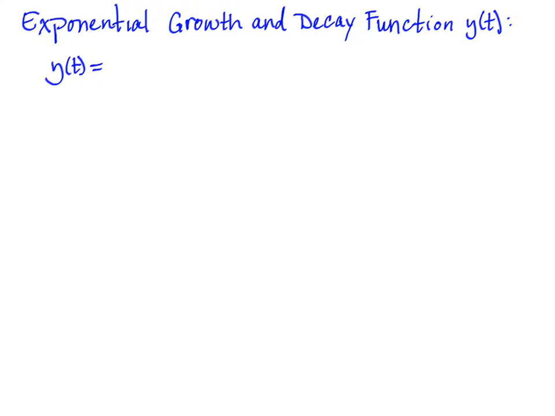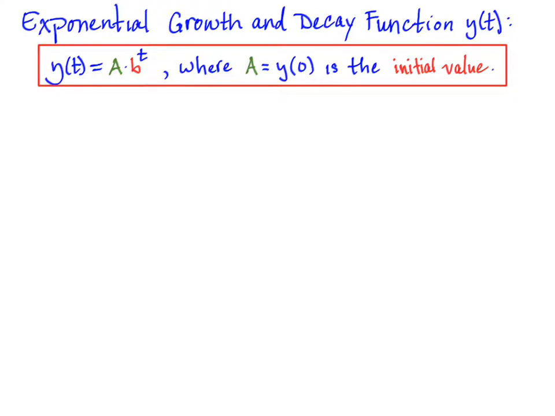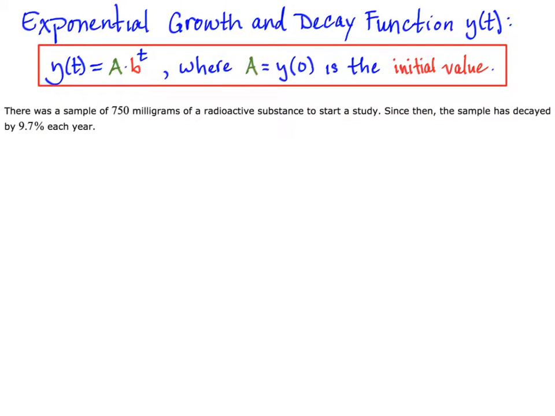So if we're looking for an exponential growth or decay function y of t, we know it's going to look like this: some number a times some other number b raised to the t. We also know that that number a is really going to be the initial quantity, or the initial value, y of 0. So that's important. We could use that information when we're building functions. So let's look at another example.